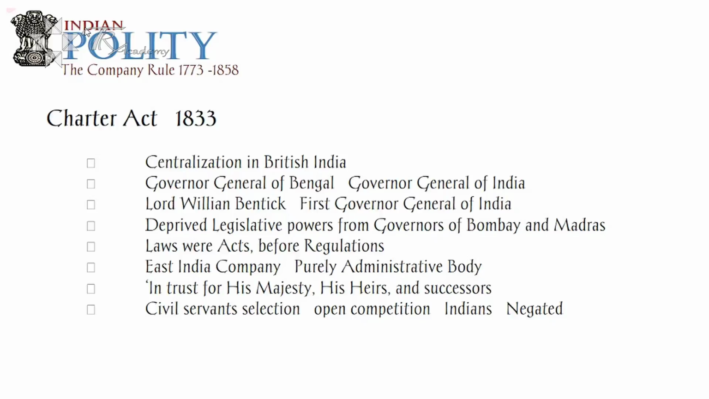This act deprived the governors of Bombay and Madras of their legislative powers, and made the East India Company a purely administrative body. It also provided that the company's territories are held in trust for His Majesty, his heirs and successors. This act made an open competition for the selection of civil servants, and Indians were given the opportunity to participate in that. However, this was negated after the Court of Directors opposed it.